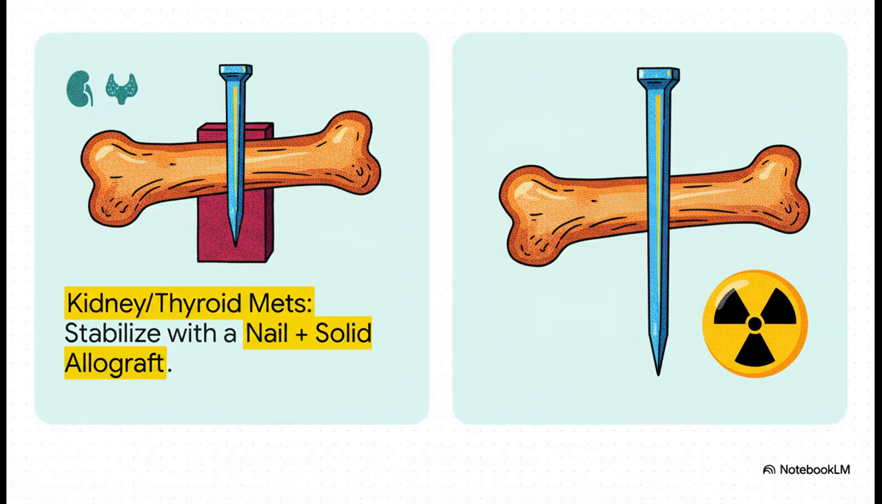This slide shows a really critical fork in the road, and it's based on the tumor's origin. For most tumors, the standard is an intramedullary nail followed by radiation. The nail gives it stability, and the radiation helps control the local tumor. But for metastases from kidney and thyroid cancer, which are notoriously hypervascular and often don't respond well to radiation, we need to do more. We augment that nail with a structural allograft or donor bone to give it that immediate, robust mechanical stability where radiation might just fail.